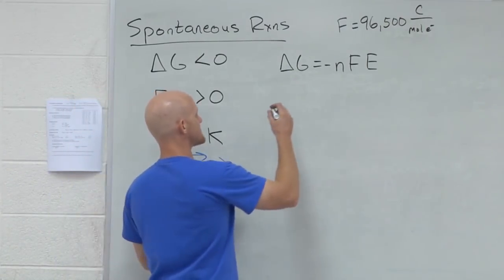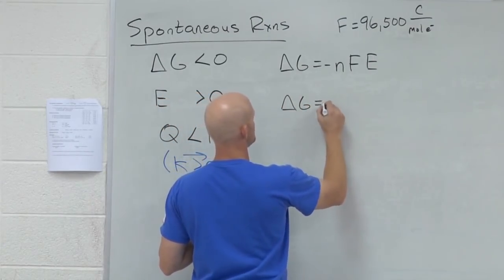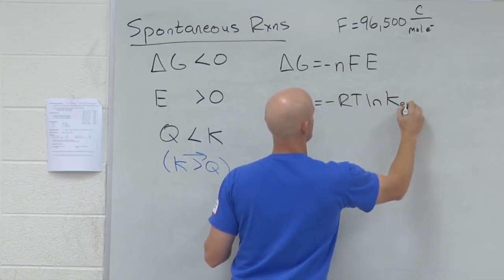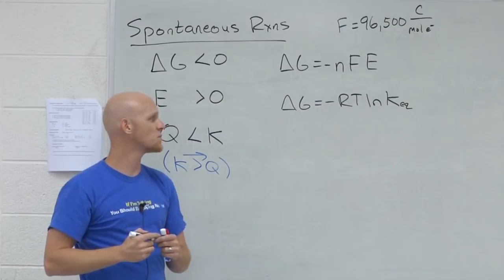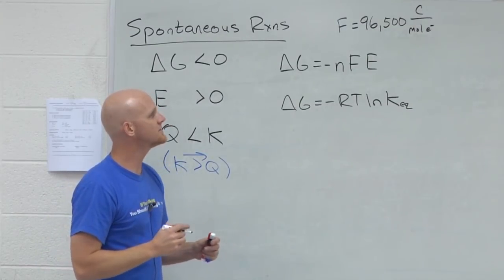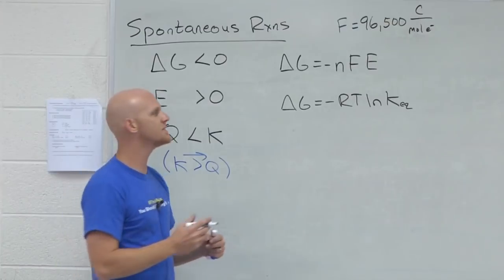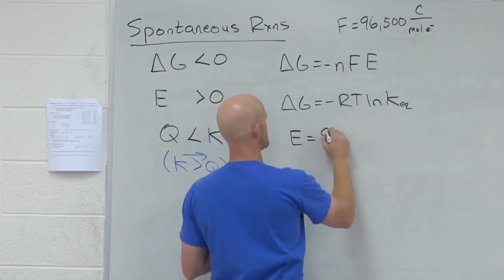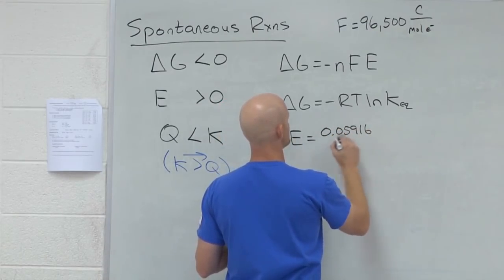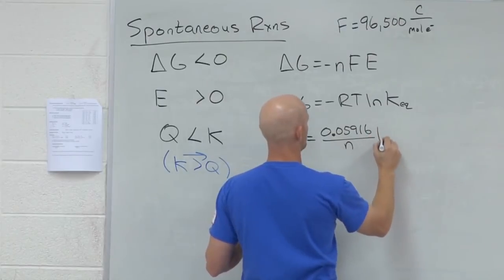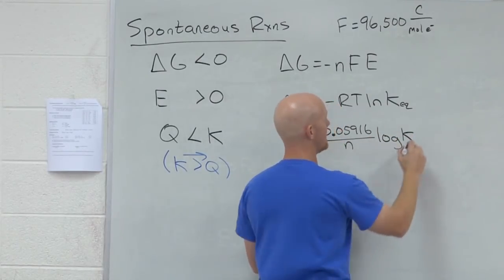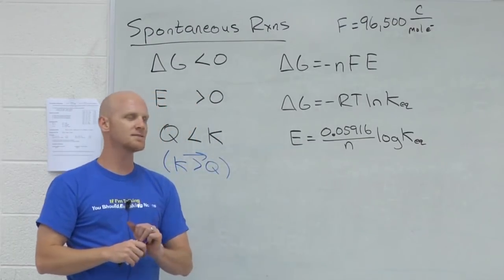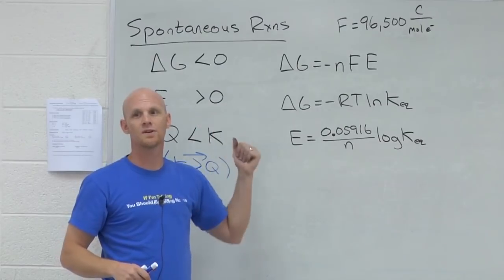Cool. If you guys recall this equation as well, delta G equals negative RT ln K from last chapter in thermodynamics. If you take the Nernst equation for the condition of equilibrium, you can get a similar expression here where E equals 0.05916 over n log of K for the condition of equilibrium. So similar to what we did with the non-standard delta G, I did it for the Nernst equation reaching equilibrium as well.